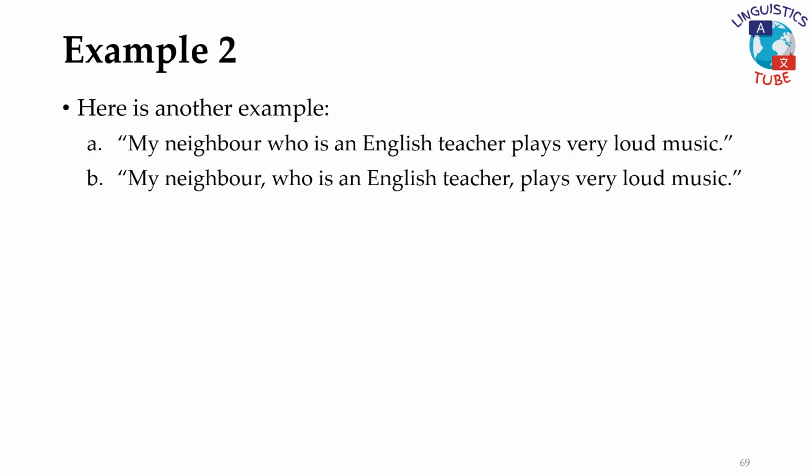Let's look at two more examples. For each one, I will provide some context for the possible scenarios in which these sentences might be spoken. The first example is, my neighbor who is an English teacher plays very loud music. And, my neighbor, who is an English teacher, plays very loud music. Based on your knowledge of the differences between the two types of relative clause, please pause the video and work out the different meanings of these two sentences, and then I will share my thoughts with you.